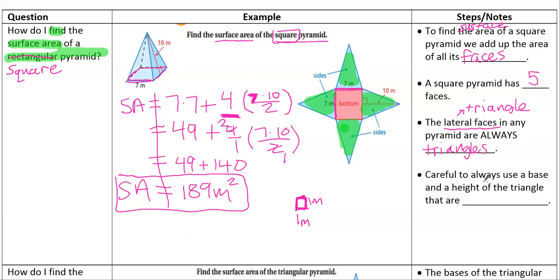Careful to always use a base and a height of the triangle that are what? Remember, this right angle box, and I didn't mention it a minute ago, but if this is 7 and this is 10, right, you need to use dimensions which are perpendicular. So that right angle box tells us those are perpendicular.